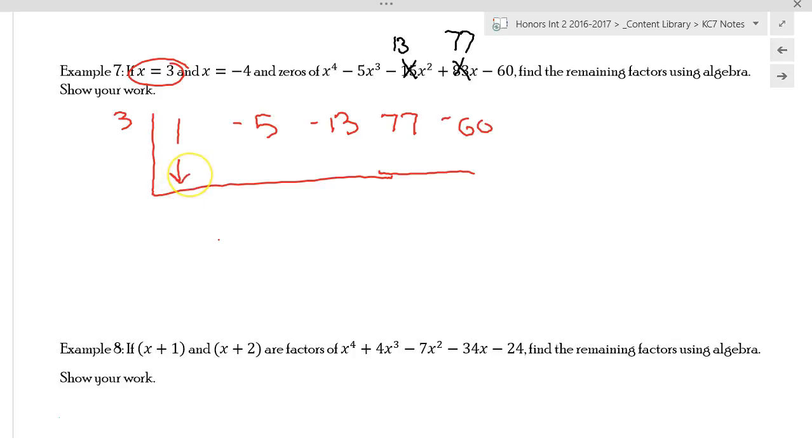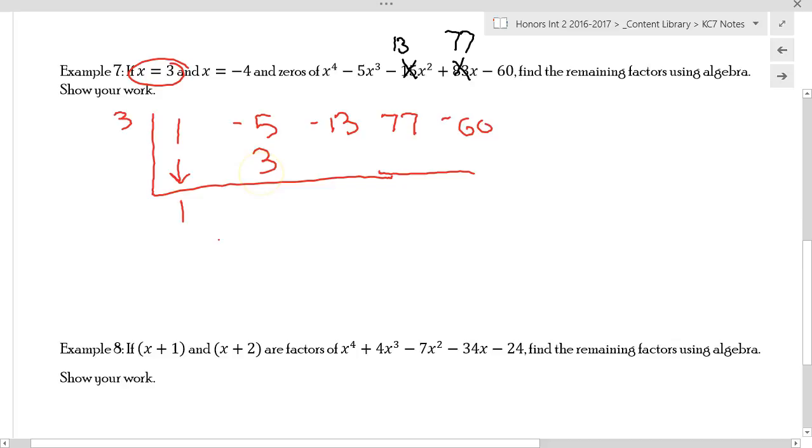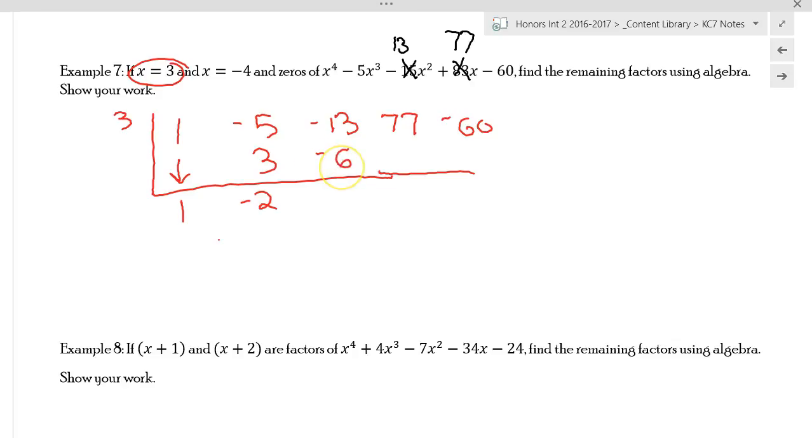I'm going to bring down the 1. 3 times 1 is 3. Negative 5 plus 3 is negative 2. 3 times negative 2 is negative 6. Negative 13 plus negative 6 is negative 19. 3 times negative 19, we get negative 57. Here we then get 20. 3 times 20 is 60. Negative 60 plus 60 is 0. Since it is a factor, we do want that 0.